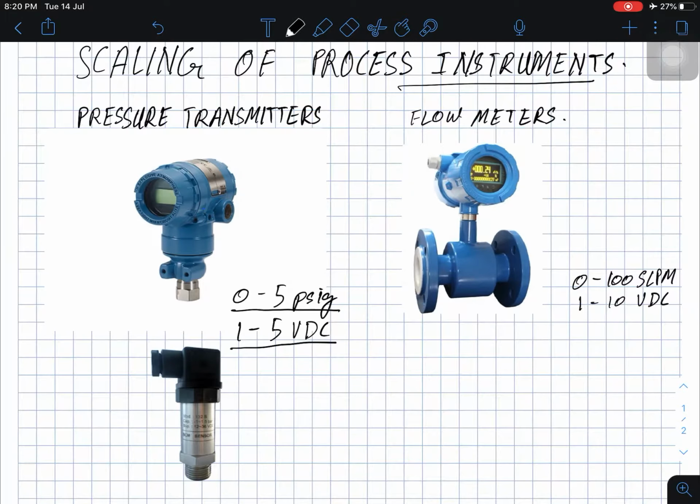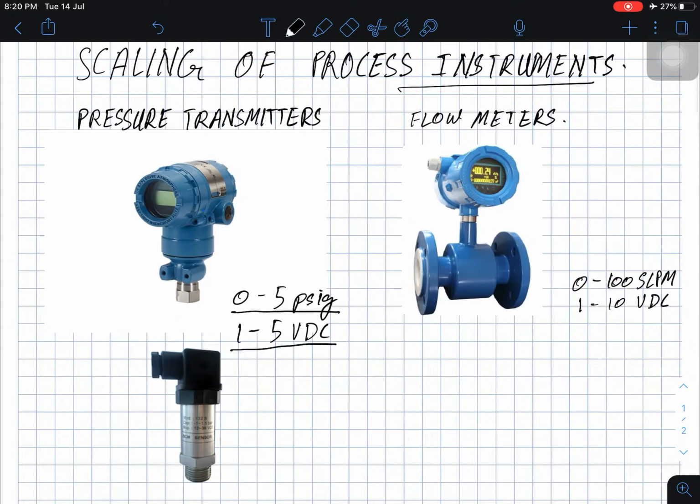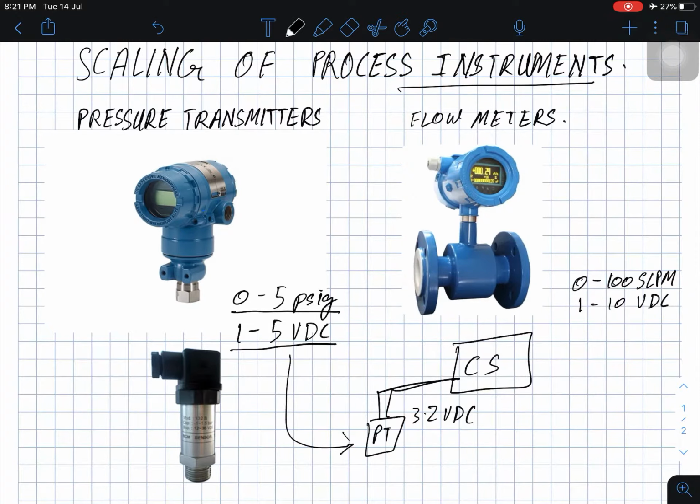Similarly, this is a flow meter which can go from 0 to 100 SLM for a voltage of 1 to 10 VDC. So most often whenever we design a microcontroller or a PLC or any control system, we need to tell that control system, okay, if a pressure transmitter is attached to it, and we know a certain spec of the pressure transmitter as shown here, and the pressure transmitter is reading 3.2 VDC, how will the control system know what the pressure is, or how will it convert this 3.2 volts of signal to equivalent pressure?